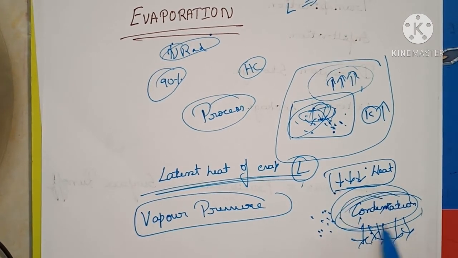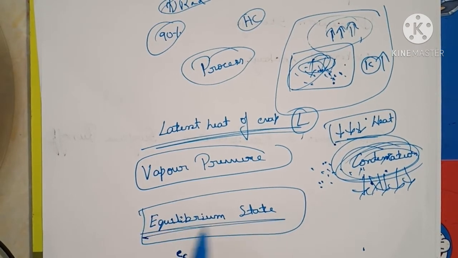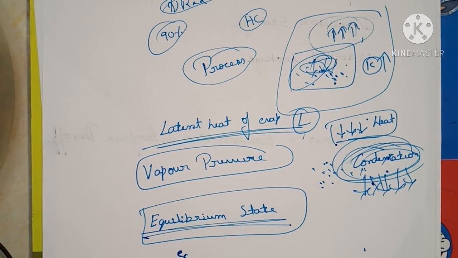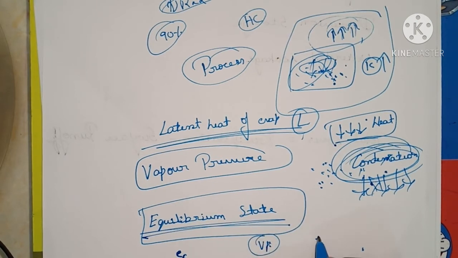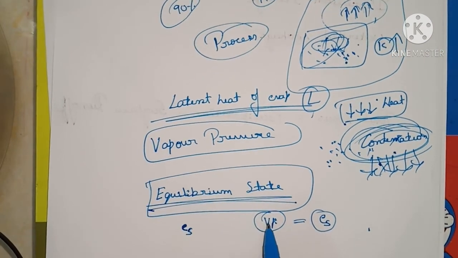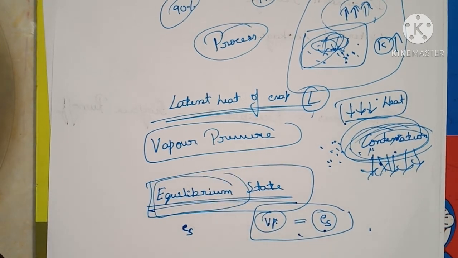At the time of condensation, the vapor pressure is called saturation vapor pressure. There is a concept called equilibrium state. That is, when the vapor pressure of the air above the free surface is equal to the saturation vapor pressure, there will not be evaporation or condensation. This is called the equilibrium state.